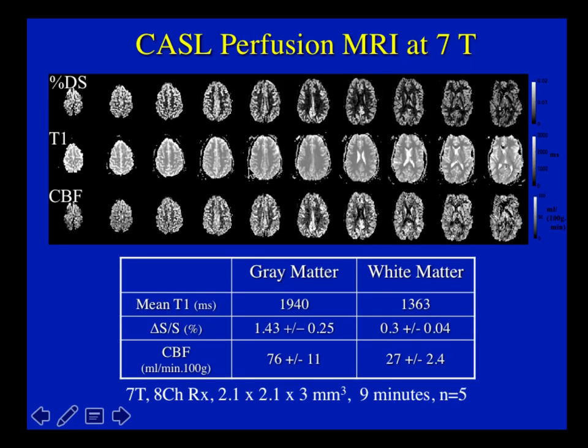We can actually do these experiments at 7T on multiple subjects and quantify the signal changes and the CBF. Across multiple subjects we see that at 7T we were able to get about 1.5% signal change in the gray matter, which is a little bit more than at 3 Tesla. And the quantified CBF across multiple subjects was about 76 milliliters per minute per gram in the gray matter, and about 27 milliliters per minute per gram in the white matter.